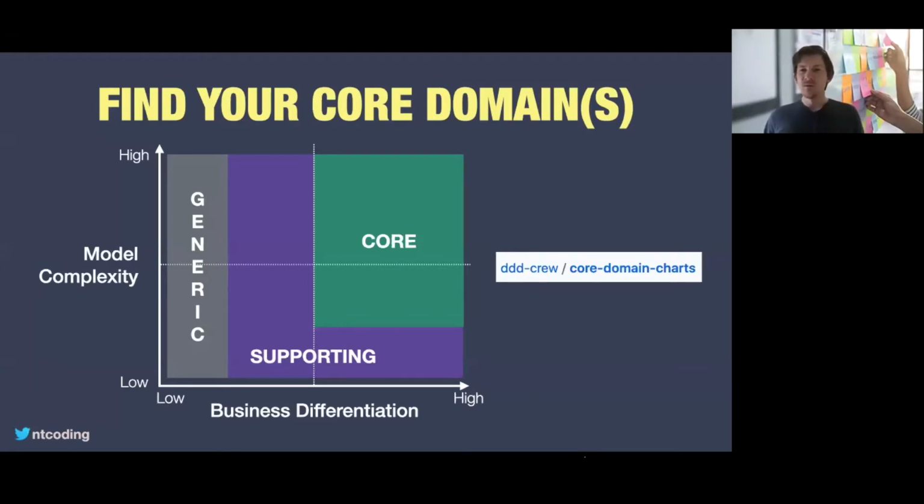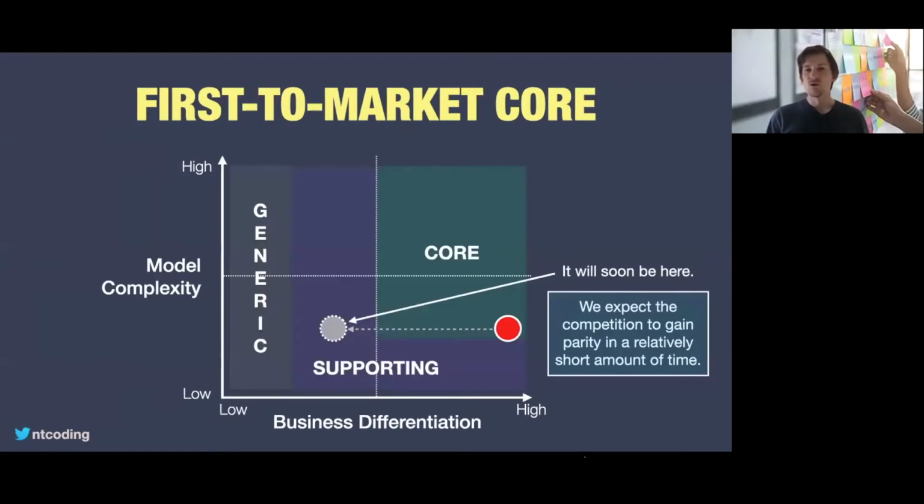So I'm not going to talk about this too much today, but this is also open source Creative Commons on GitHub. So github.com, DDD crew, core domain charts. There are some different recipes for doing this technique and some examples, so feel free to take a look. One of the examples is the first to market core.